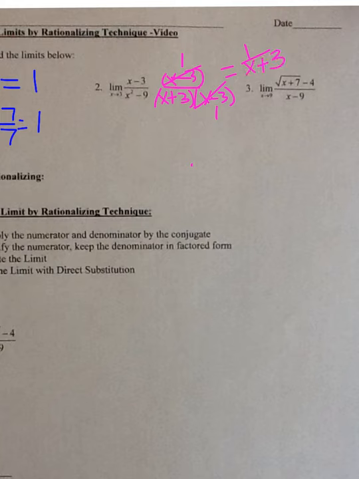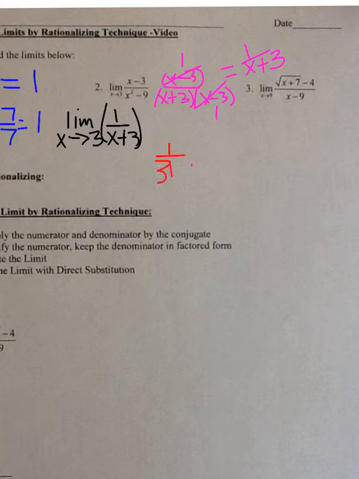So now we rewrite the limit. So it's the limit as x approaches 3 of 1 over x plus 3. All right, so plug the 3 in. Now we can do direct substitution. All right, so I'll do that down here. We have 1 over 3 plus 3. So that's 1 over 6. So the limit is 1/6.